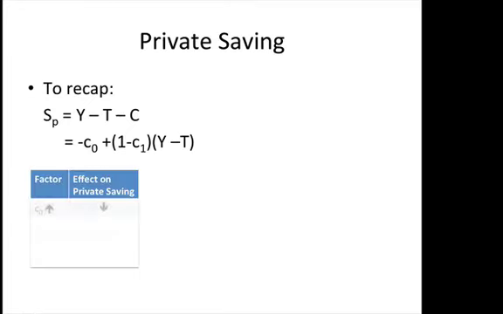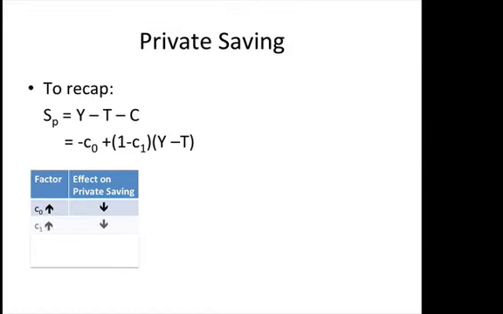The first thing is autonomous consumption. If autonomous consumption goes up, private saving goes down, and also the reverse. If something should cause autonomous consumption to fall, private saving will go up. So an improvement in consumer confidence would cause private saving to go down, and a worsening of consumer confidence will cause private saving to go up.